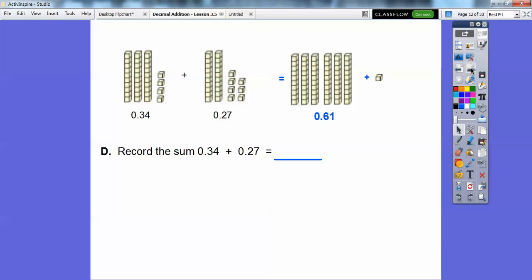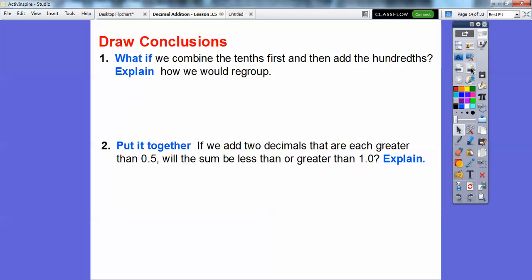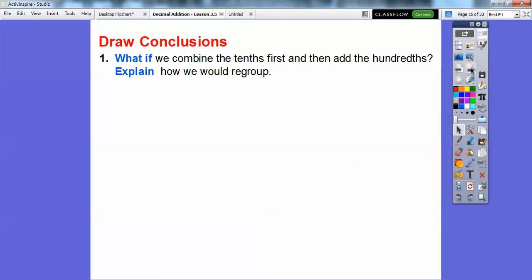Okay, all right, so let's record the sum. So 34 hundredths plus 27 hundredths is 61 hundredths, and we did that with those base 10 blocks. Okay, what if we combined the tenths first and then added the hundredths? Explain how we would regroup. Okay, we'll do number 2 after that, you guys.